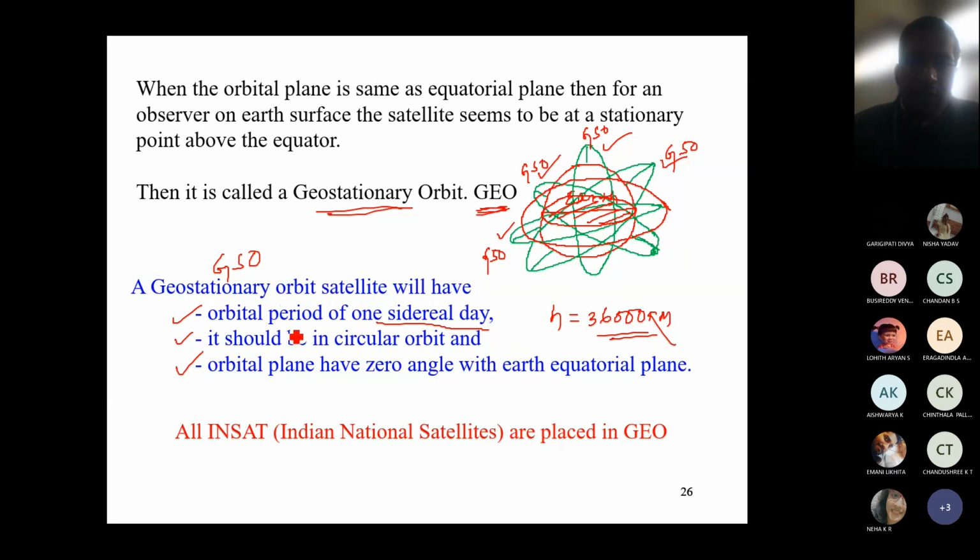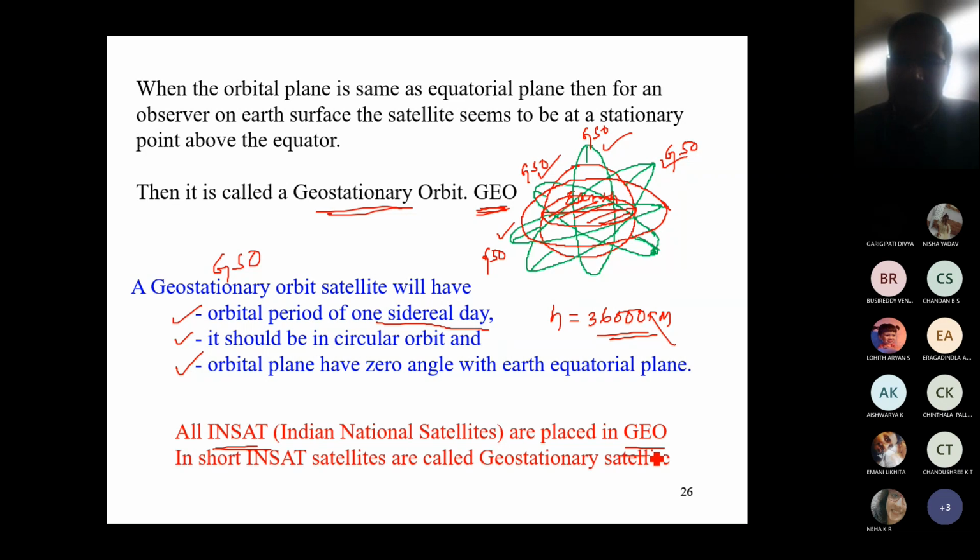So all the INSAT satellites. INSAT stands for Indian National Satellite. All INSAT satellites are placed in GEO orbit, or geostationary orbit. INSAT satellites are for communication purposes, that means television communication and educational purposes. India has launched INSAT satellites, and INSAT has many series. They are launched particularly in GEO orbit. Correct. So INSAT satellites are called geostationary satellites.